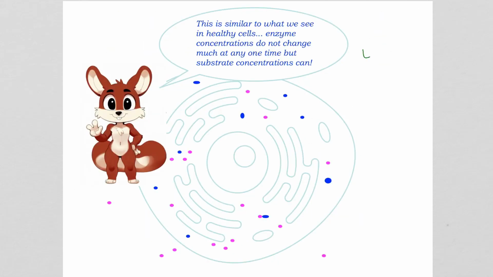So keeping the enzyme concentration fixed, but changing the substrate concentration is quite similar to what we see in healthy cells. At any one time, enzyme concentrations do not change much. However, substrate concentrations can rapidly change. And the reason for this is it takes time to make an enzyme or destroy an enzyme. So enzyme concentrations are more or less quite constant at any given time. However, substrate concentrations can change dramatically.